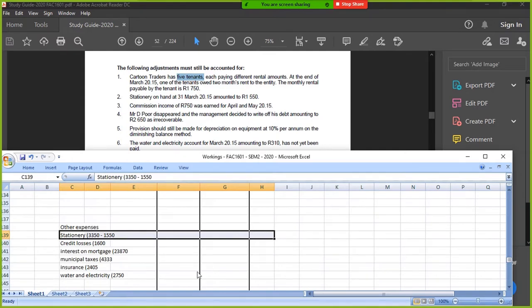The workings give you the right answer. Okay, it gives you what you need to do. Right, that's why these things that you had done previously, debit stationery and credit stationery, are so important, because if you've got that knowledge, then you're able to get that. Okay, minus 1550. Right, the next one, commission income, 750 was earned for April and May.